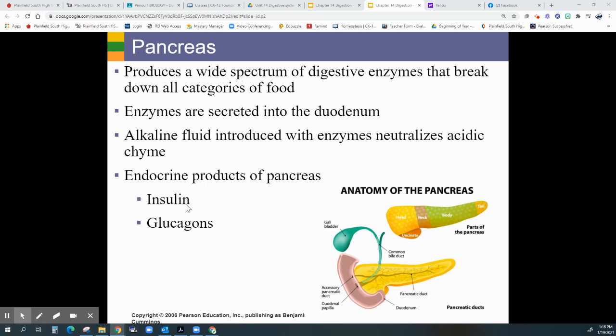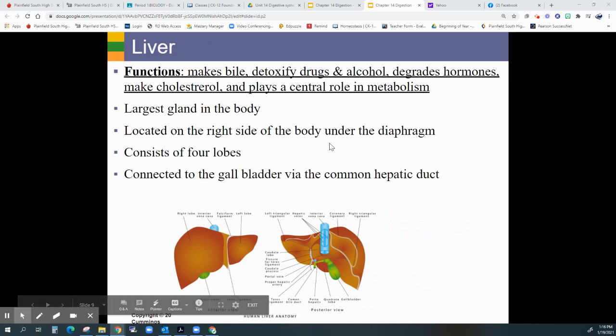Remember, insulin is produced by the beta cells, glucagon is produced by the alpha cells. That's the reason why sometimes people have an issue with, say, type 1 diabetes. Those beta cells just aren't working the way that they should. Okay. All right, next organ then is the liver.